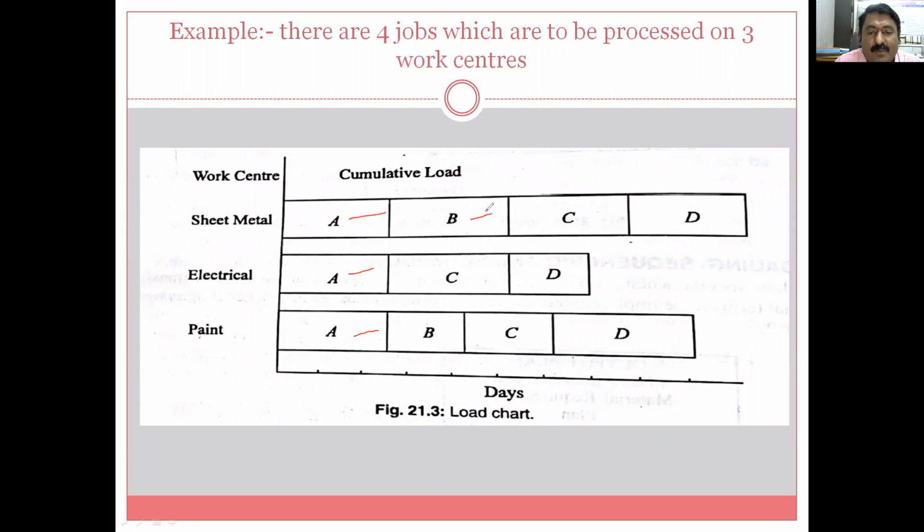Then on sheet metal, after A, the B job will be loaded. On electrical, the C job will be loaded. And on paint, the B job will be loaded. So the B job will not go for electrical as far as this sequencing is concerned. Then the C job here, C on paint, and then D, D, D.